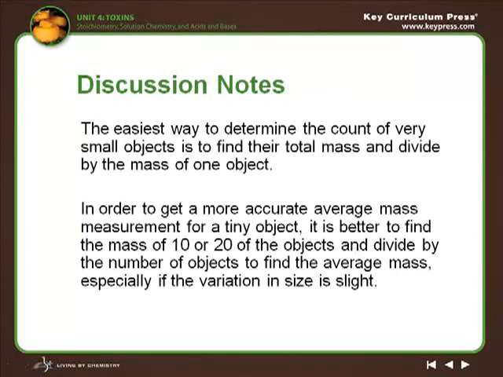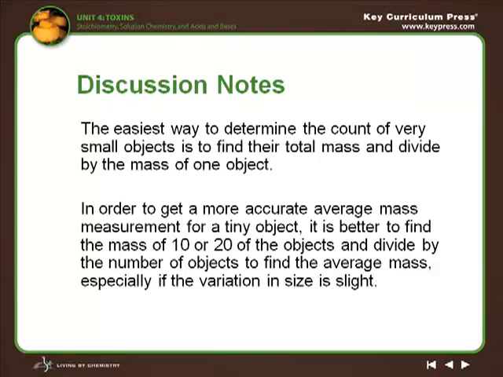is to find their total mass and divide by the mass of just one object. Now, in order to get a more accurate weight, some of you put a single grain of rice on the balance. Did that tell you a whole lot? No. You put it on the balance and the balance didn't change, or it was kind of wibbly and wobbly. So instead of just putting one piece of rice on there, you could have counted out 10 or 20 or 30 pieces of rice and found the average.